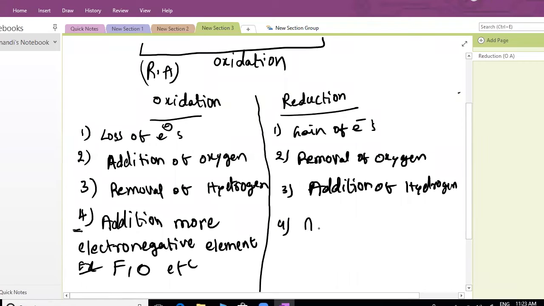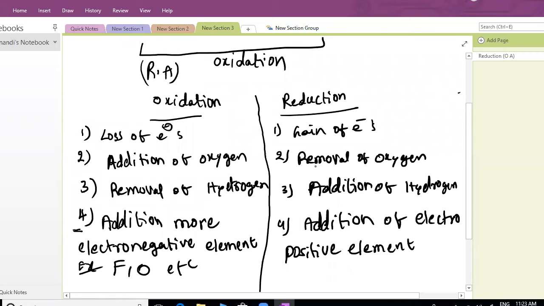Here, the opposite: addition of electropositive element. I will try to explain with examples. These are the differences between oxidation and reduction. If these occur simultaneously, it is called a redox reaction. Just make it a definition only, because I need to calculate some other concept. For that purpose, I will introduce these things. I think you noted down. We'll discuss with examples.